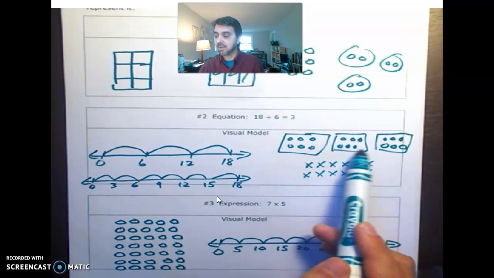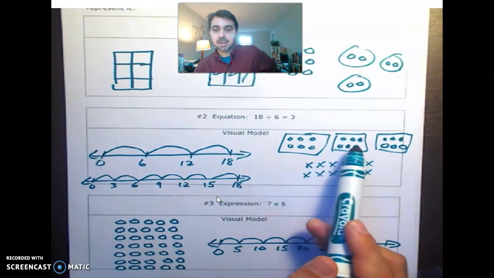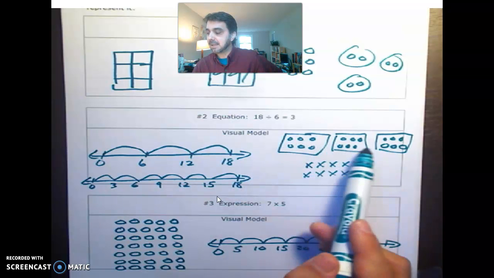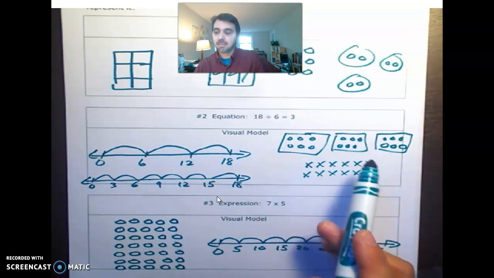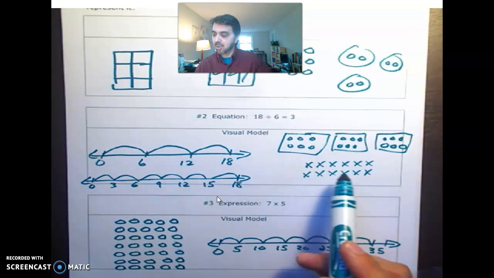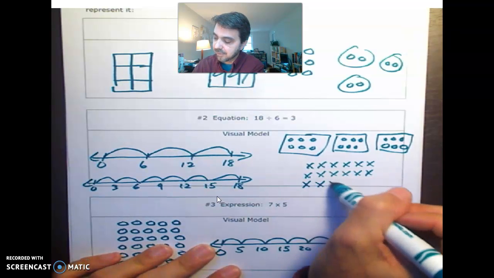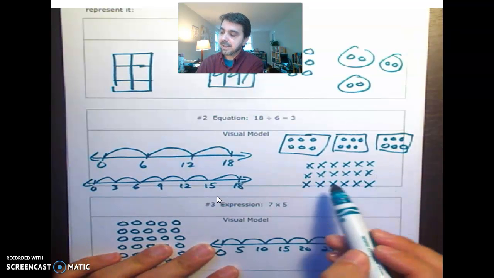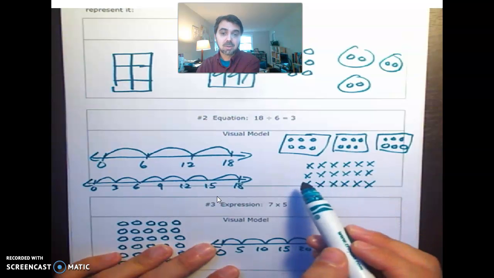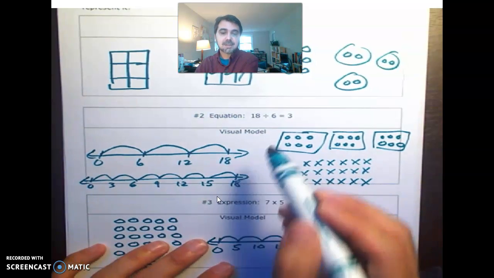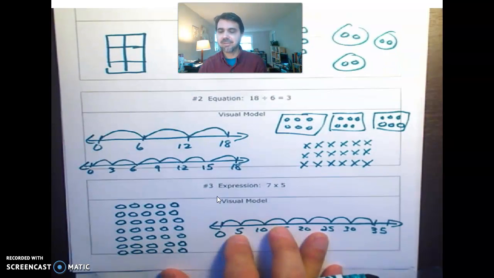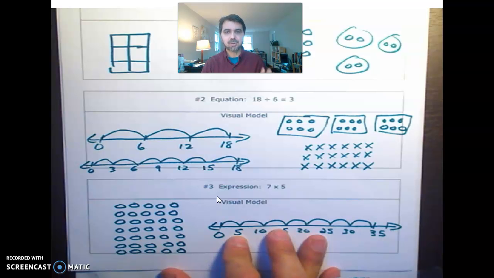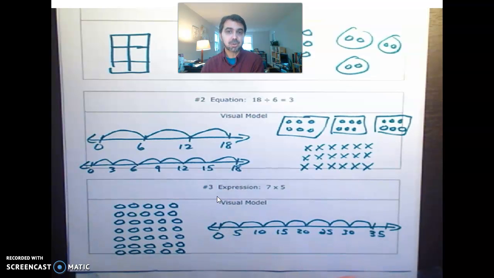You may have done it this way with equal groups, so you've got 18 divided into 3 equal groups, which gives you 6 in each group. I didn't finish this one. You may have just done an array, where you have 18 divided into 3 rows with 6 in each group. So there are lots of different ways that you may have done it. Just choose one, okay? And if yesterday you got confused or you struggled, you can choose one of the models today and you can finish it up, okay?